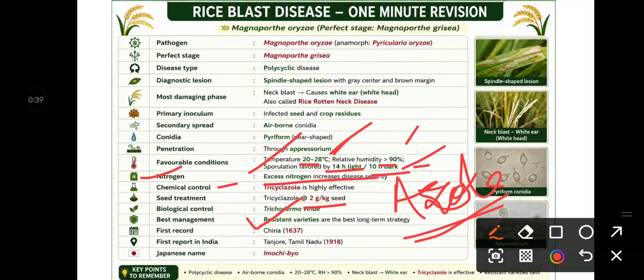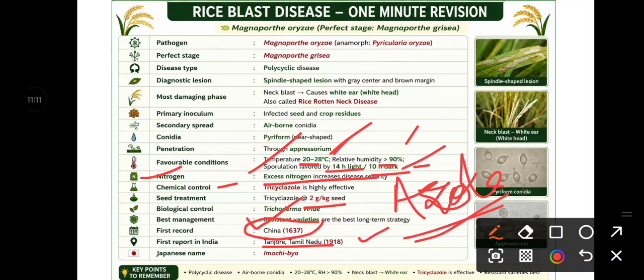So this rice blast was first recorded in China in 1637. This is very important. See, in state exams and also in JRF, this question is repeatedly asked: rice blast was first recorded in which country? That is China in 1637. Then in India, it was first reported in Tanjore district of Tamil Nadu in 1980.